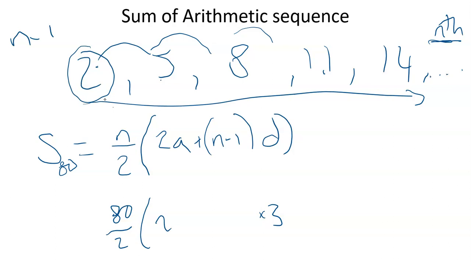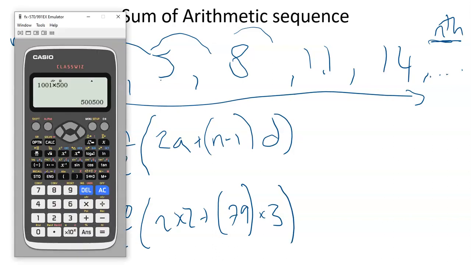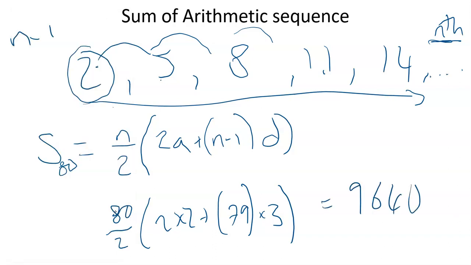And then we get our formula. So in this case, it's 2 lots of the first term, 2 times 2, plus there's 80 terms, so 80 minus 1 is 79 times the common difference of 3, and we just put that onto our calculator. So 40, which is 80 over 2, times bracket 2 times 2, I can do that in my head, 4 plus 79 times 3. I'll let the calculator do that one. And so the total of the first 80 terms, all added up, will be 9640.